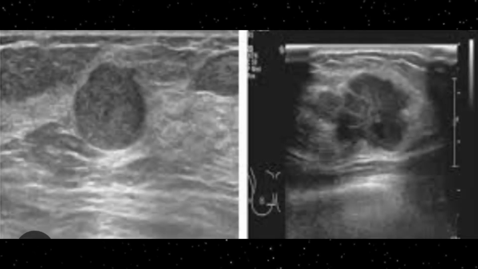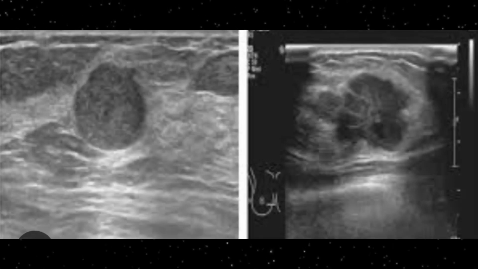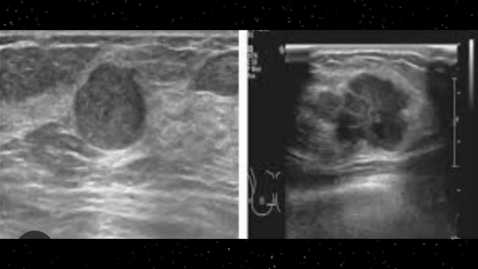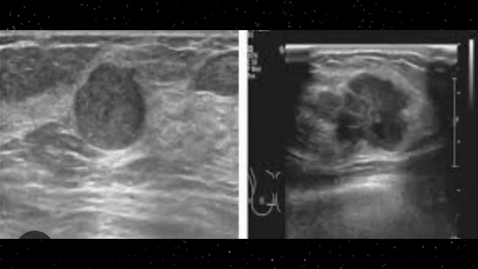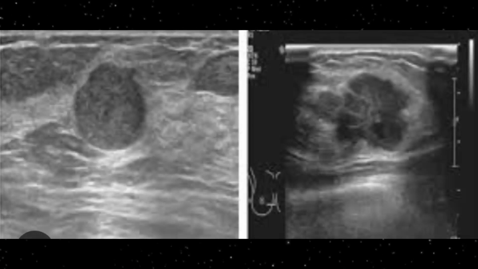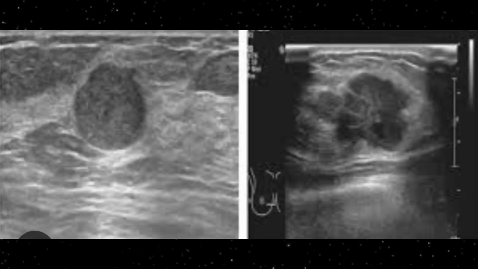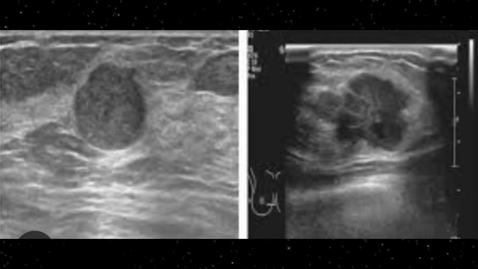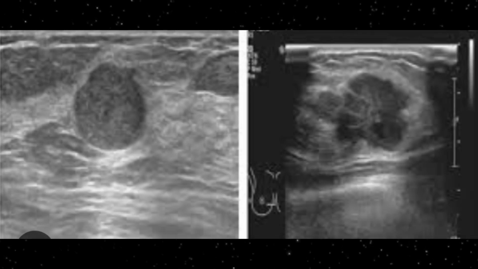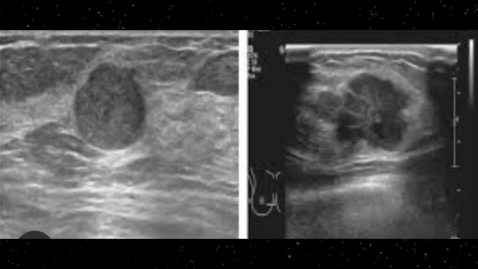So these two images in front of you are ultrasound images, and both in one way or the other look like a malignant lesion. So if you come across such a lesion, comment on its shape, its alignment, and its margins, and give your suspicion that this is more like a malignant lesion.